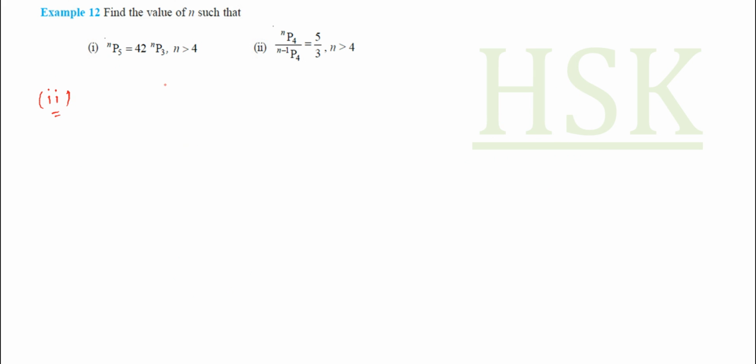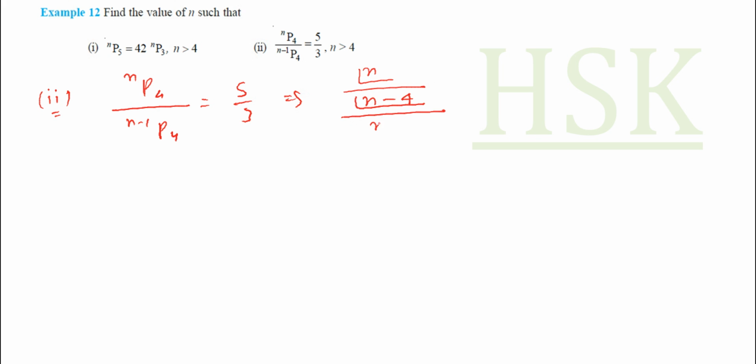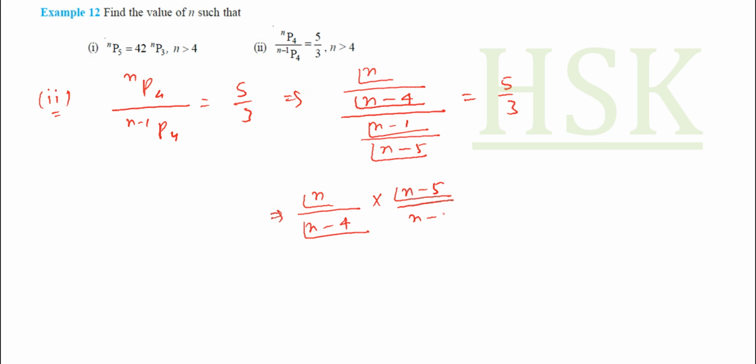For the second part, we have been given nP4 upon (n minus 1)P4 is equal to 5 upon 3. Now we are going to apply the formula of nPr. So we are going to obtain n factorial upon n minus 4 factorial, and this will be equal to (n minus 1) factorial upon n minus 1 minus 4, that is n minus 5 factorial, and this is equal to 5 upon 3. This will be equal to n factorial upon n minus 4 factorial into n minus 5 factorial upon n minus 1 factorial is equal to 5 upon 3.